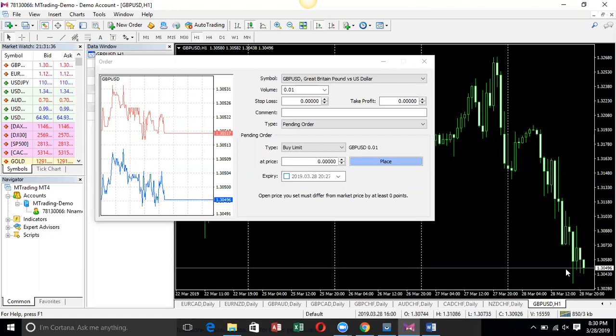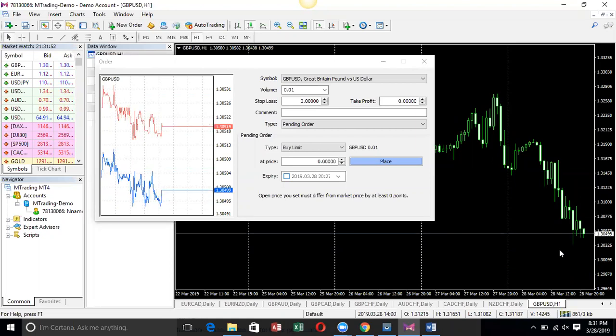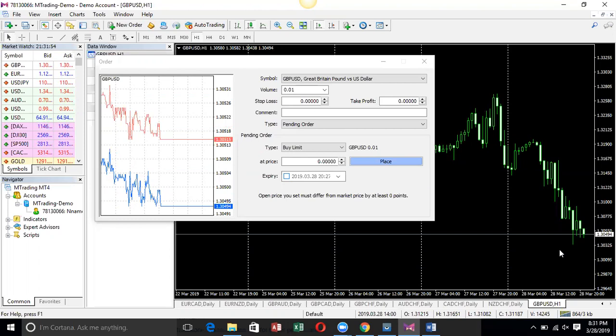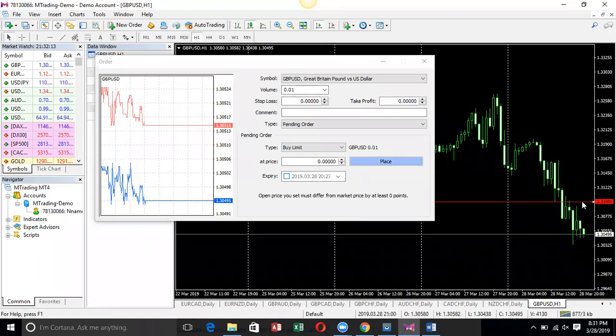So when I use the word away, I mean apart from the current market price. So your choice price away from the current market price is what we call the at price. For example, I might say that I want to place a trade at this price, 1.3100. Are we following? So this 1.3100, I can call my at price.